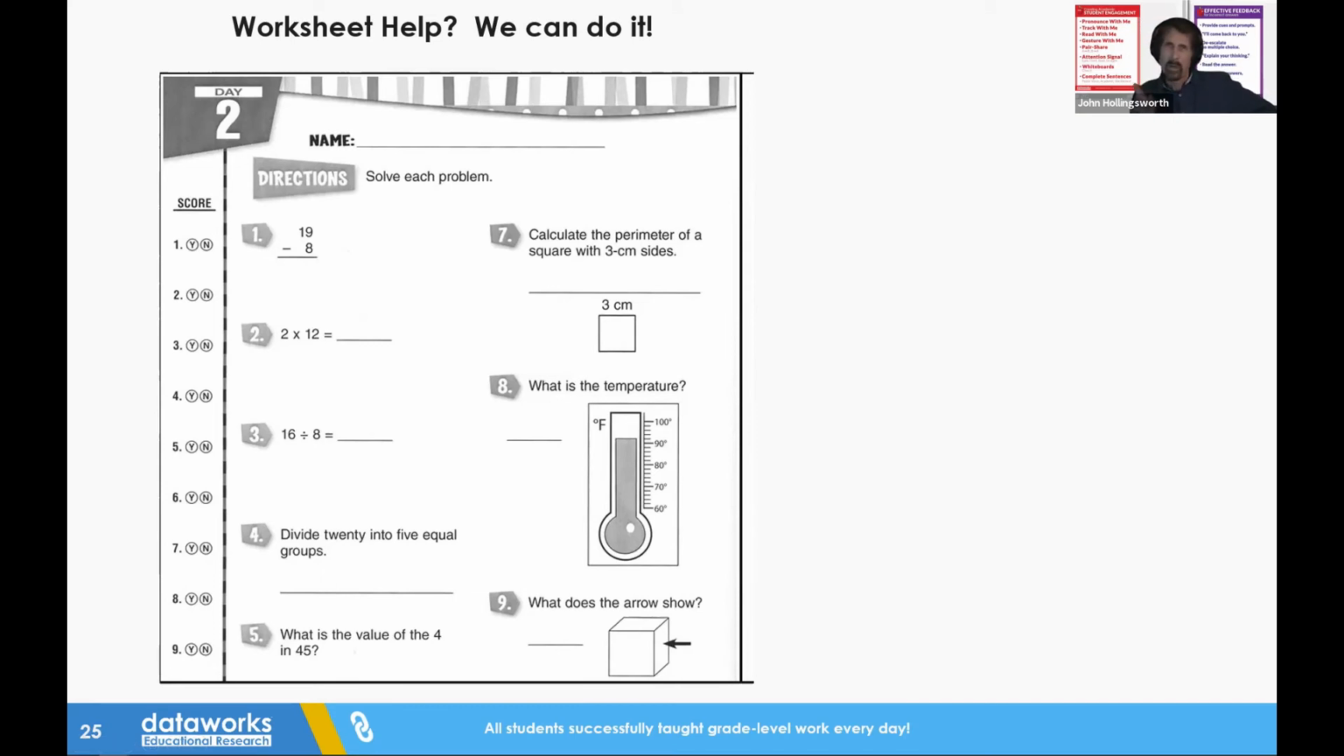Now, this is the problem. If you're doing worksheets like this with multiple concepts on the page, every one of these is an entire lesson: perimeter, the theory of multiplication, division, cubes.